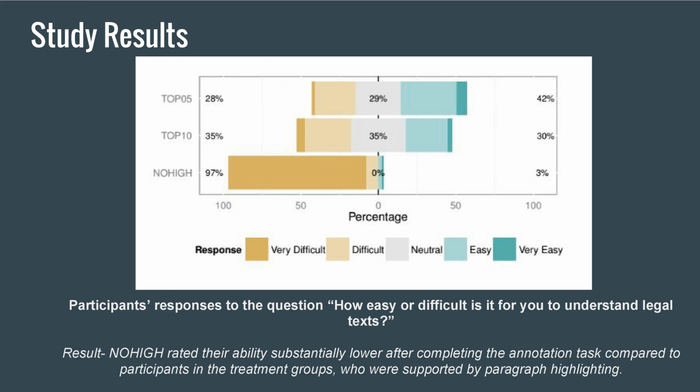After the completion of the task, participants were asked about the difficulty level of understanding the legal text. Surprisingly, the people in the no high condition, who were more knowledgeable, found it more difficult to understand the legal text as compared to people belonging to the top 5 and top 10 categories, who were less knowledgeable. This indicates that highlighting the paragraphs makes the understanding of legal text significantly easier.